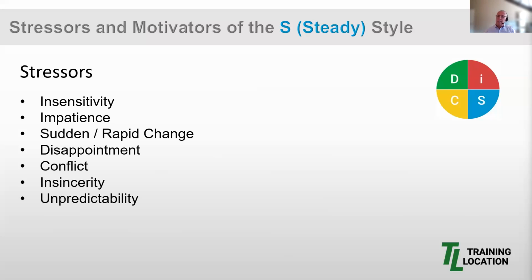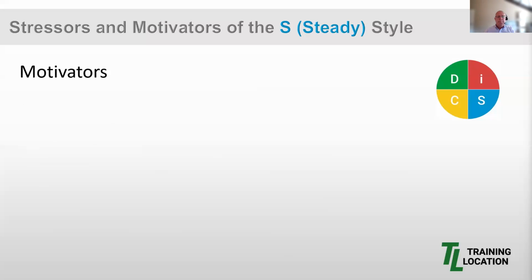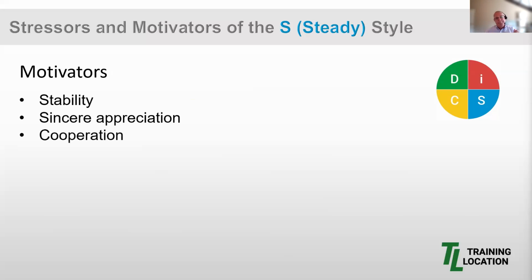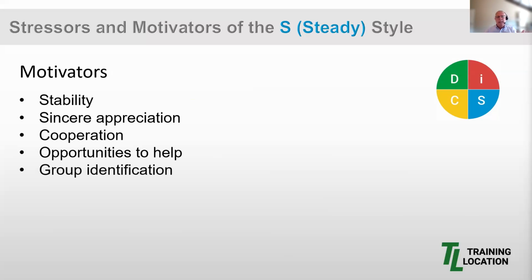Now let's take a look at environmental factors which might align with the S style. And again, let me preface this list with the following general description or reminder. As we just heard, the S style's emphasis is on cooperating with others within existing circumstances to get the task done. They likely prefer working in a predictable, steady environment. Here's the list of factors which may provide motivation for the S style: stability, sincere appreciation, cooperation, opportunities to help, group identification, and SOPs or standard operating procedures.